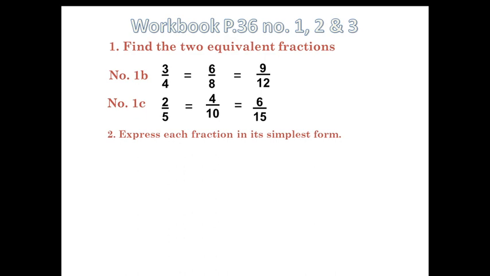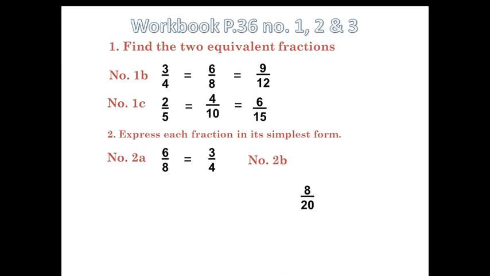Now look at number 2. The instruction is to express each fraction in its simplest form. Number 2a. So, 6 eighths. We have to divide the numerator and denominator by 2. 6 divided by 2 equals 3. And then 8 divided by 2 equals 4. So the simplest form of 6 eighths is 3 over 4.